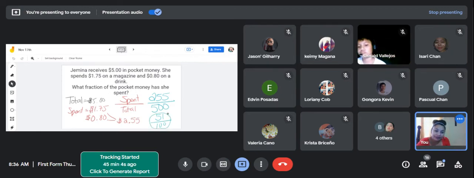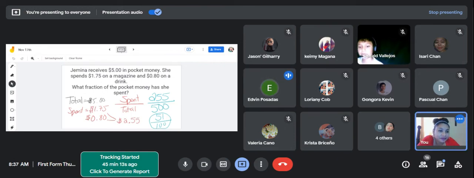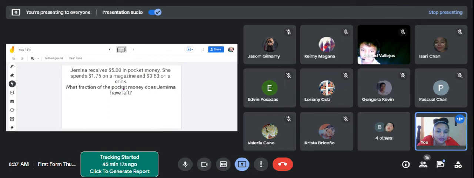Is it clear, guys? Okay. And now, part B of the question. What fraction of the pocket money does Jamina have left?